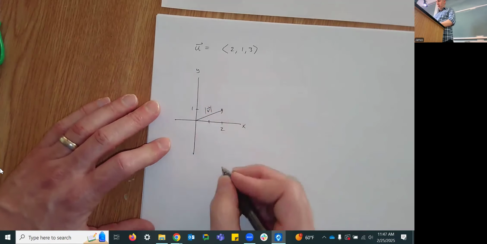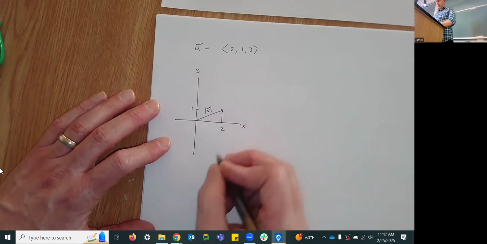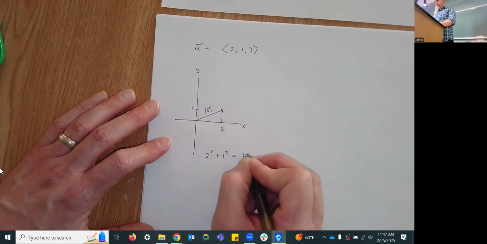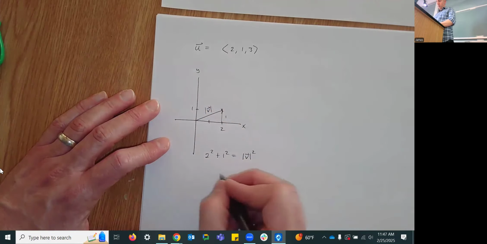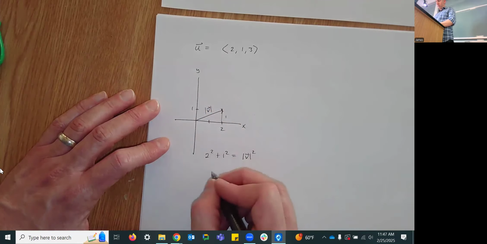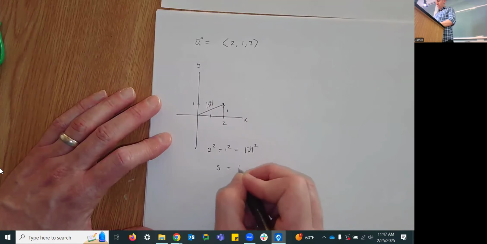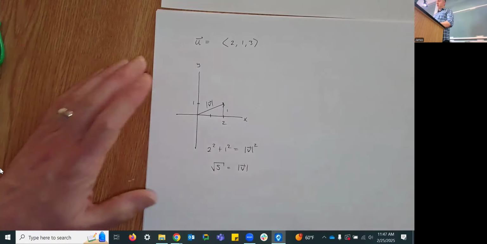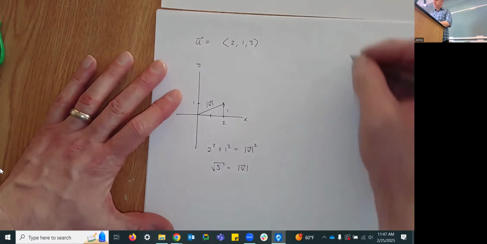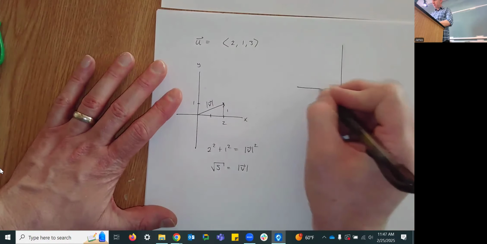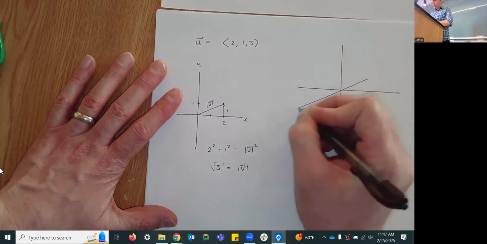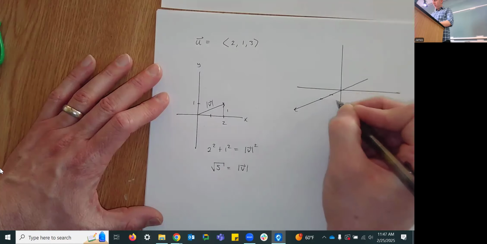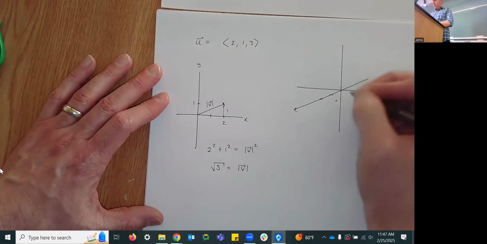The length of v, well, Pythagorean theorem, it's going to be 2 squared plus 1 squared equals the length of v squared. So 2 squared is 4 plus 1 is 5. So the magnitude of v is going to be the square root of 5. Okay, so now let's draw this vector in 3 dimensions. So we're going to go in the x direction 2, in the y direction 1, and then up 3.